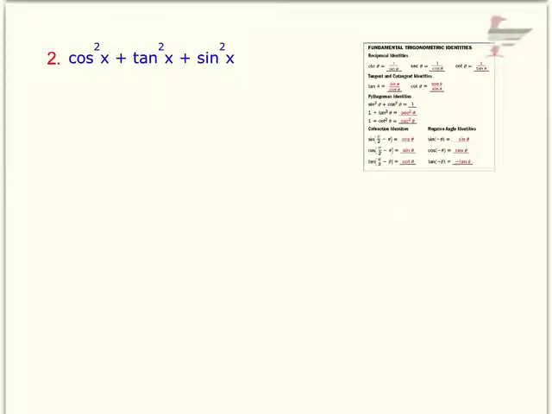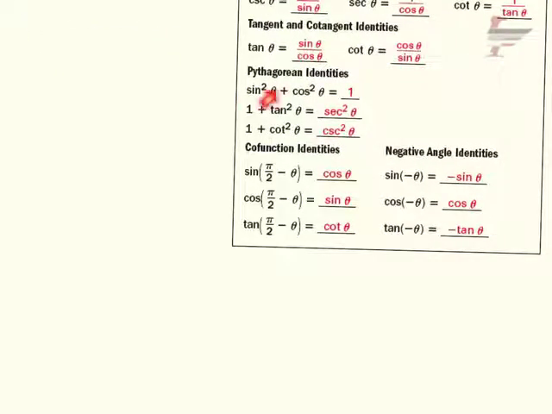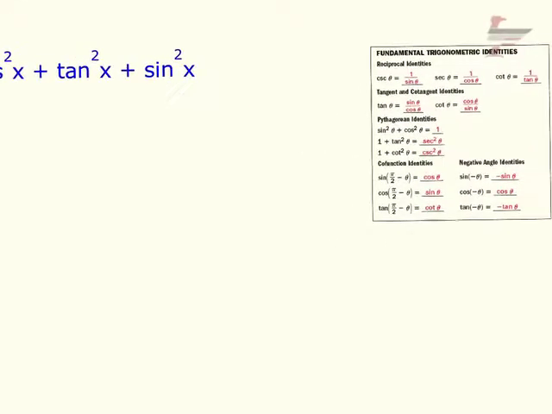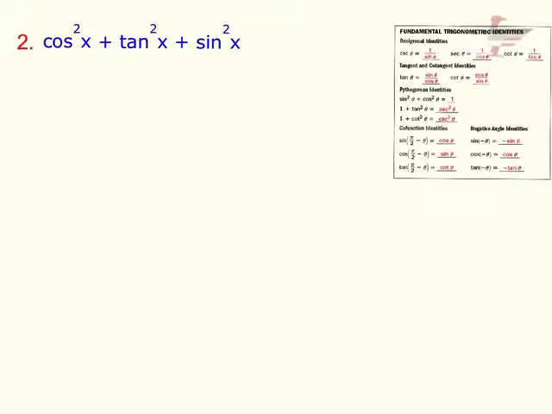All right, this one, depending on what route you take, can be really easy. So I'll go that route first. Cosine squared x plus tangent squared x plus sine squared x. Well, according to Pythagorean, we know that sine squared plus cosine squared is 1. So, using that, I know that cosine squared plus sine squared is 1. So this is really 1 plus tangent squared x.